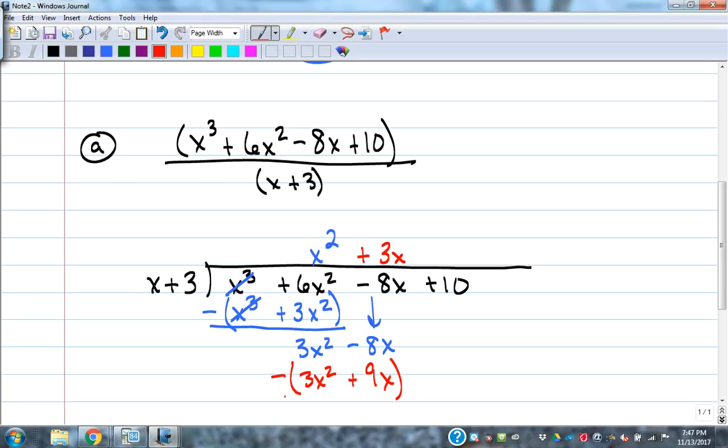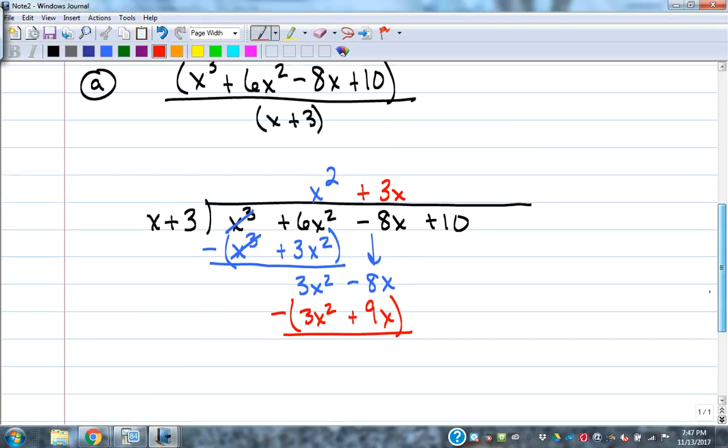Parentheses, subtract. 3x times x is 3x squared. This times this gives me that. 3x times 3 gets me the 9x. That's where that's coming from. I'm distributing the 3x to both terms. Then I subtract. What happens to the 3x squareds? They cancel out. That's what I want to happen. That should happen every time. If that doesn't happen, then you got the wrong number up there.